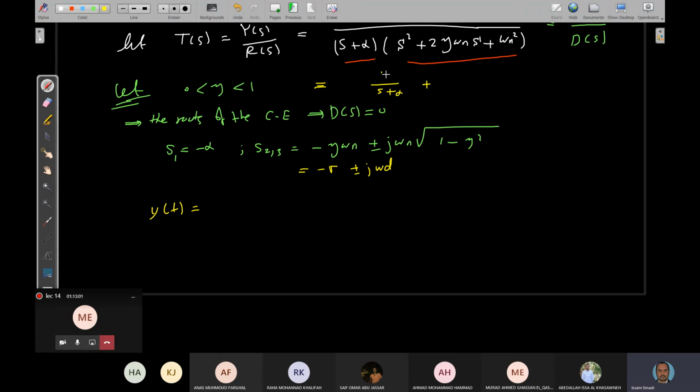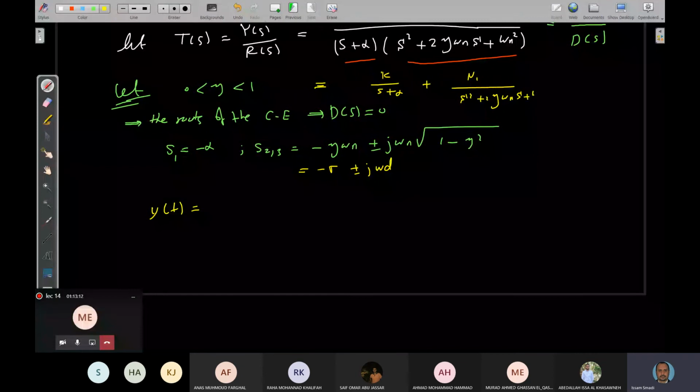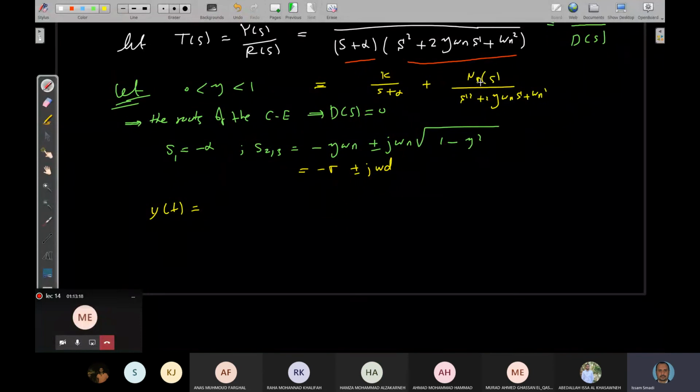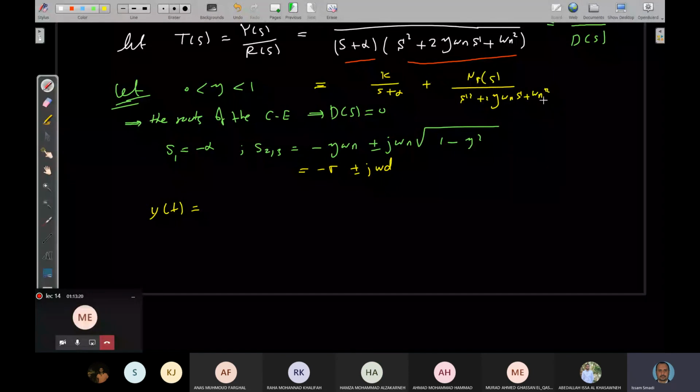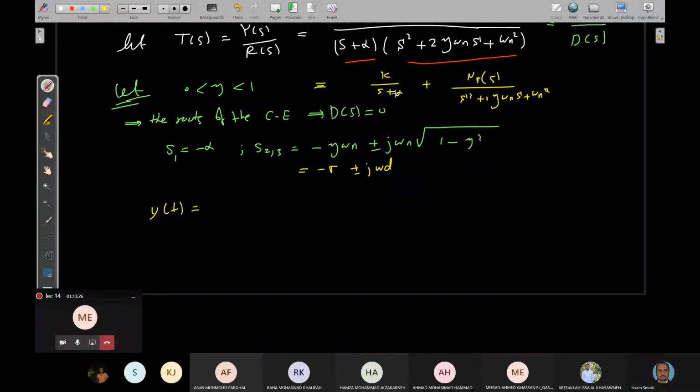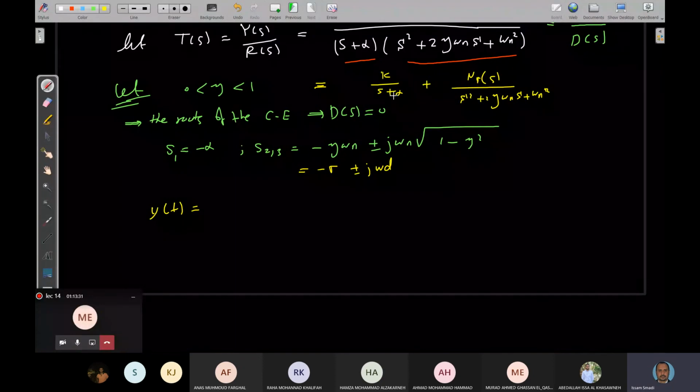So here I'm having certain K, and here I'm having certain N1 over S square plus 2 zeta omega n S plus omega n square, and here I'm having some polynomial. Yes. That's it? Is it enough? No. Then what else am I having?